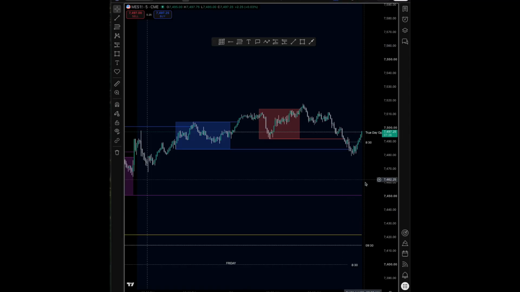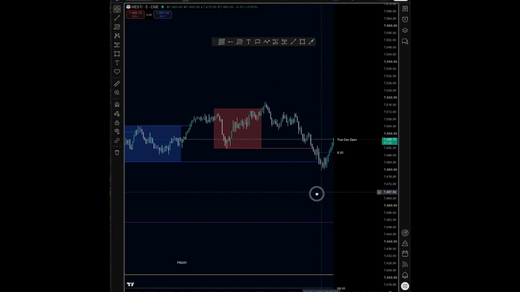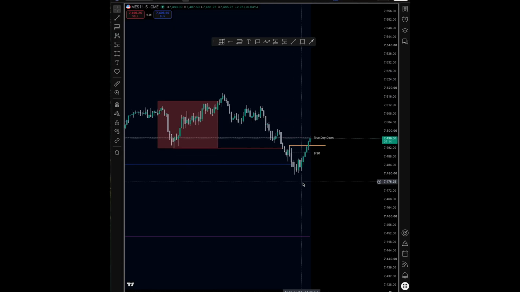On the 5-minute, same situation, right? We swept out sell side here, and then we have this change in market structure right here, right? Indicating that we are now bullish on the trend.